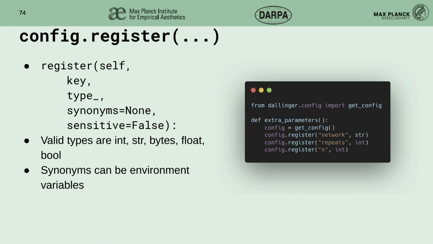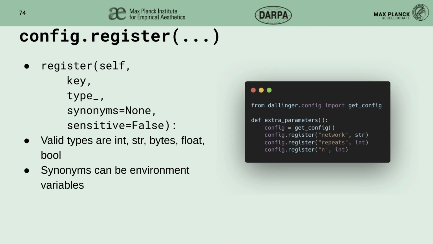And this dance of import get config happens because we're hooking into the configuration system before it's parsed the config files, because we need to tell it the things that it's looking for. So this defines 3 config variables: network, which is a string, repeats, which is a number, and n, which is a number. They can be integer, string, bytes, float, or bool for true/false.